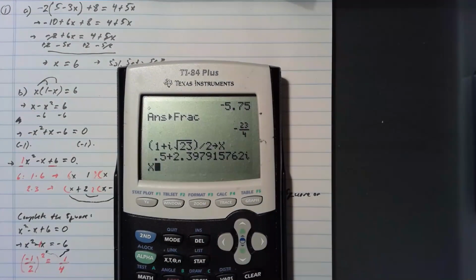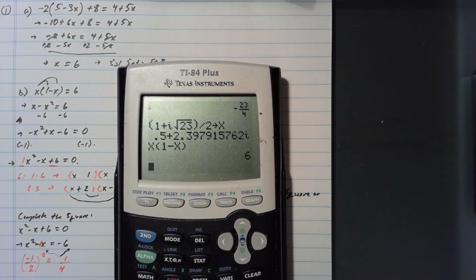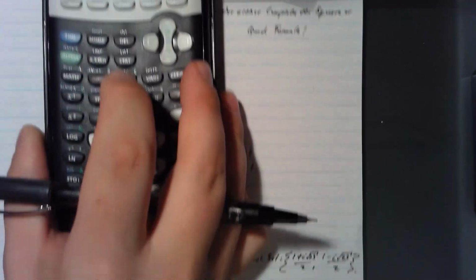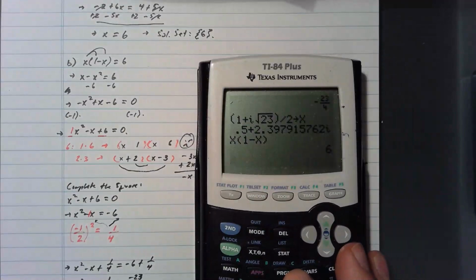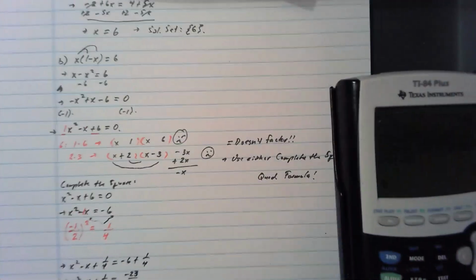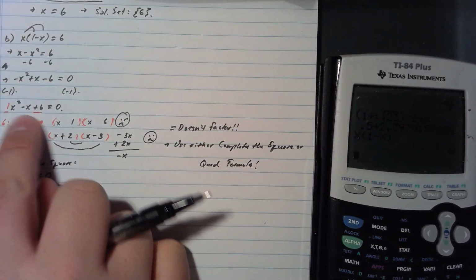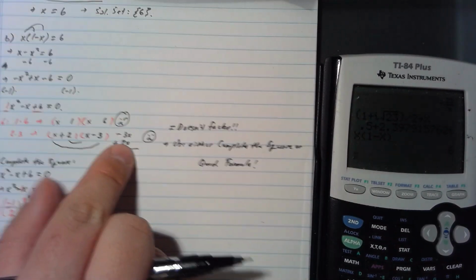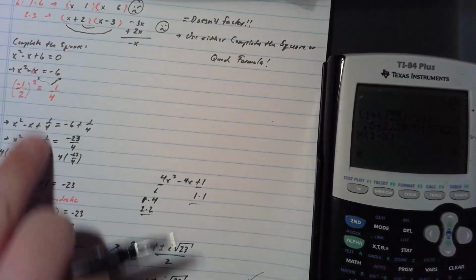So x times the quantity 1 minus x. I get 6. So that means that this one works, and you could also check the other one. That'll work as well. But yeah, that's how you do it. So this one was a little lengthy, but all I'm doing here is saying, all right, I should check to see if it factors, and since it didn't factor, I have to use either completing the square or the quadratic formula. I showed it completing the square.